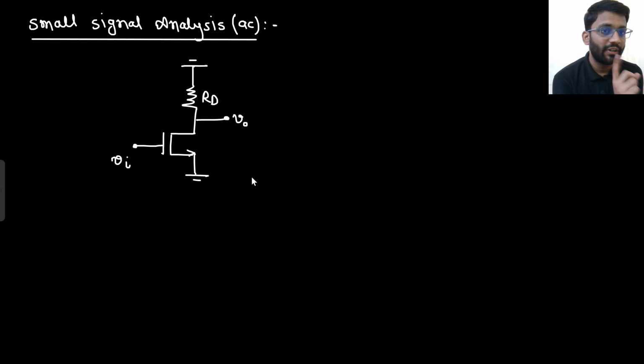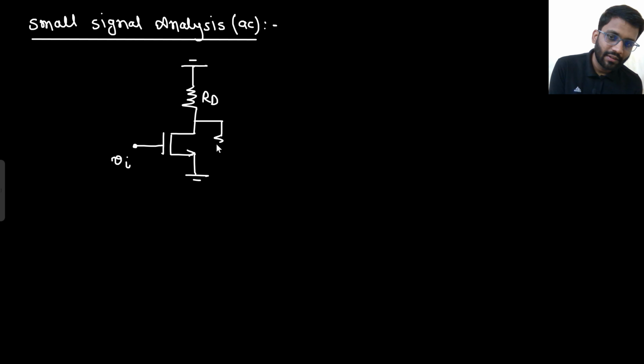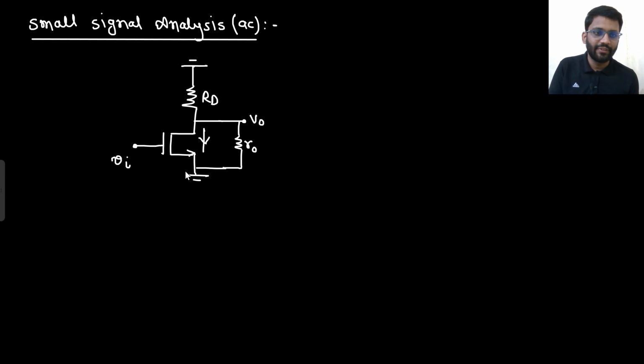So what did I tell you? How to solve these problems? Let's remove this V0. We know that there will be some R0 connected between drain and source. This is the R0 which is connected, and this is our V0. Here I should put R0. Tell me, what will be the current here? What should be the current? gm vi, right? gm into vgs. The current is gm vi. That's it, right?